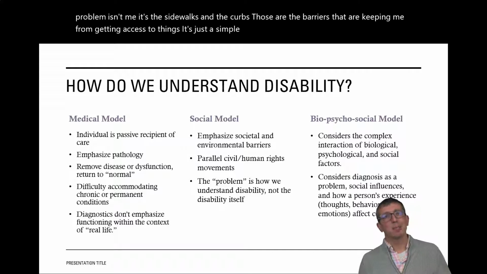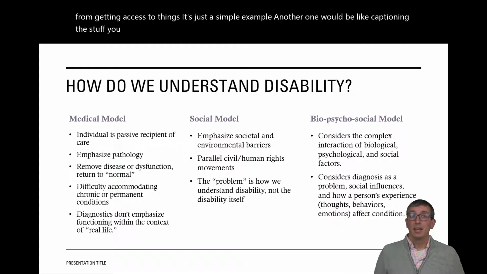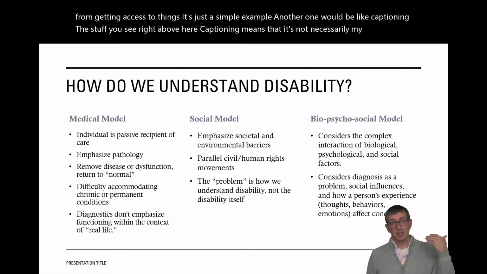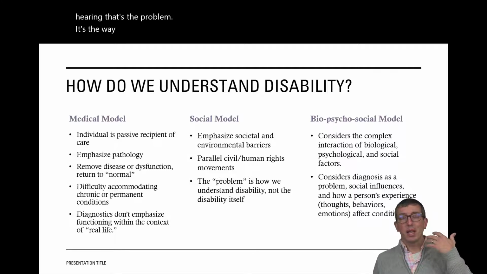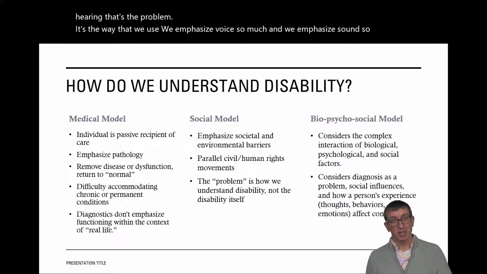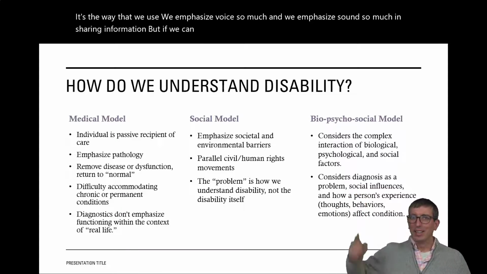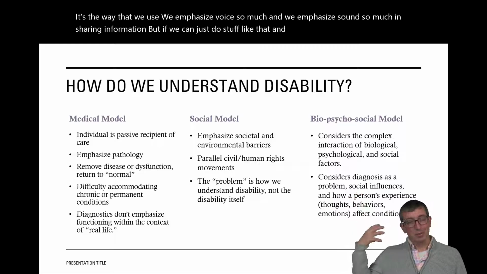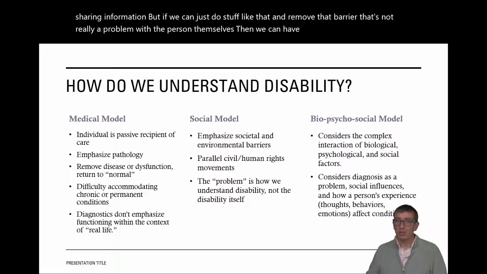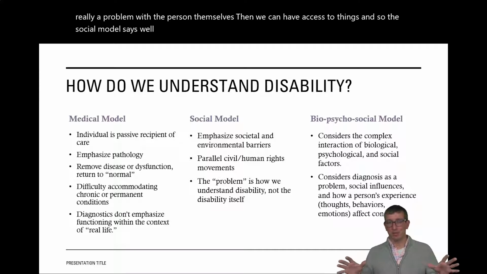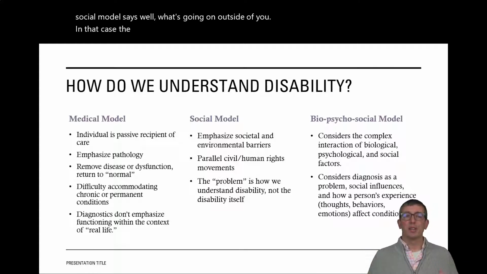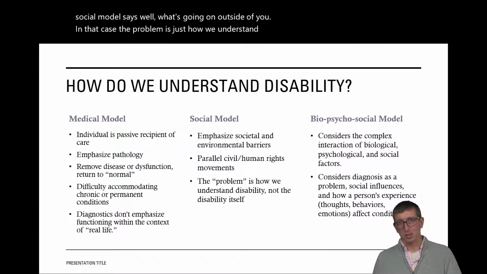Another one would be like captioning, the stuff you see right above here. Captioning means that it's not necessarily my hearing that's the problem. It's the way that we emphasize voice so much and we emphasize sound so much in sharing information. But if we can just do stuff like that and remove that barrier that's not really a problem with the person themselves, then we can have access to things. And so the social model says, well, what's going on outside of you? In that case, the problem is just how we understand disability, not disability itself.